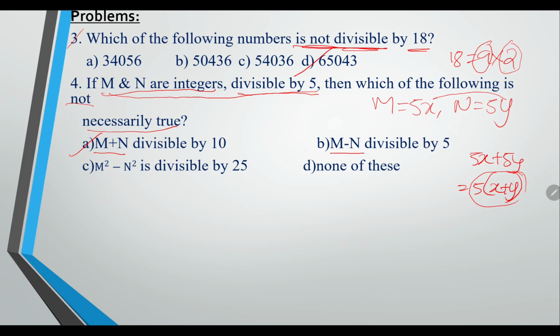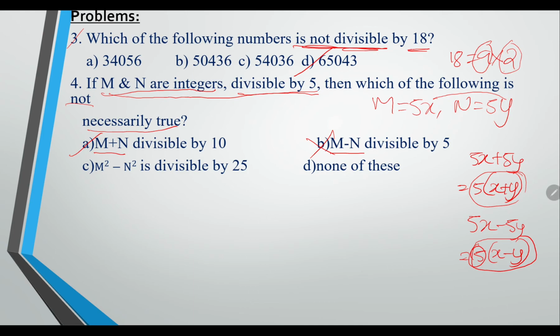m minus n, that is 5x minus 5y, that is equal to 5 of x minus y. As it has 5 as a factor, it is definitely divisible by 5. So B is not the option. So do we know D? It is necessarily true. Next, let's consider option C.